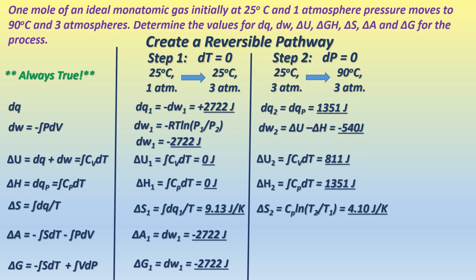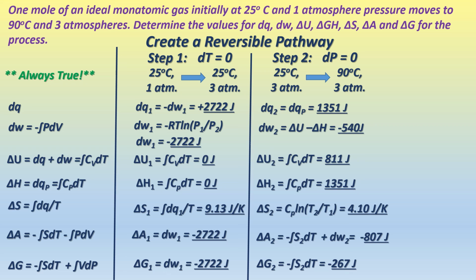I have an entropy. I have a change in temperature. VdP is 0. I get a delta G of minus 267 joules. I also know the value of work. So delta A is minus 807 joules.